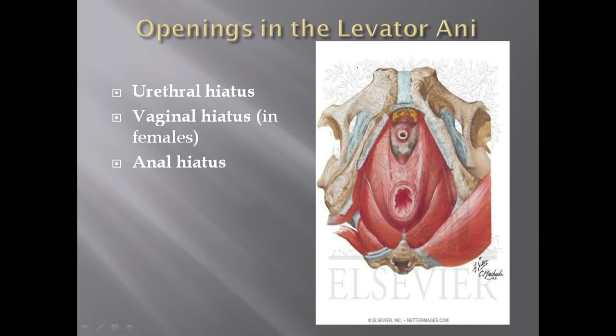So what are the openings in the levator ani muscle? We have the urethral hiatus, that's where the urethra passes through. We have the vaginal hiatus, which is here, and we have the anal hiatus, which is here.